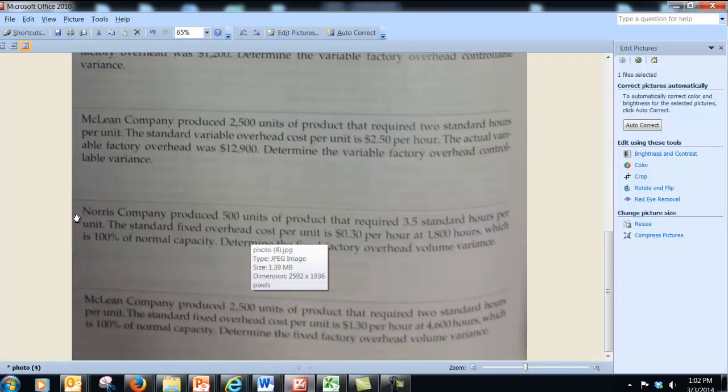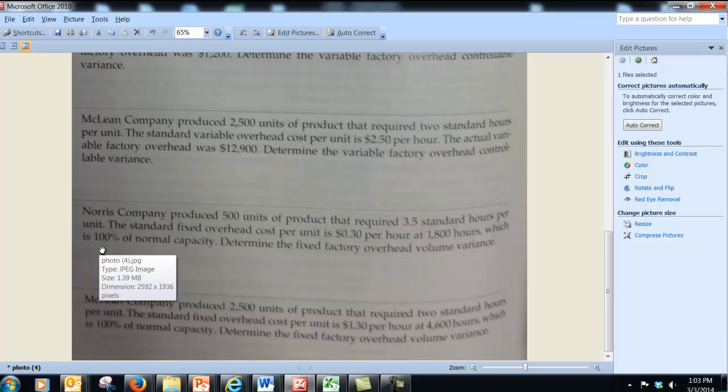Let's take a look at this last one. Norris Company produced 500 units of a product that required 3.5 standard hours per unit. The standard fixed overhead cost per unit is 30 cents per hour at 1,800 hours. This is, of course, at 100% of normal capacity. Determine the fixed factory overhead volume variance.